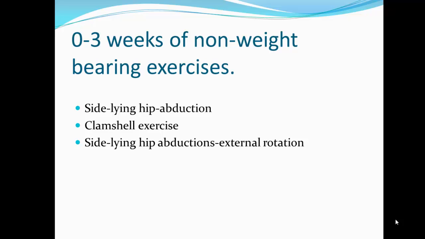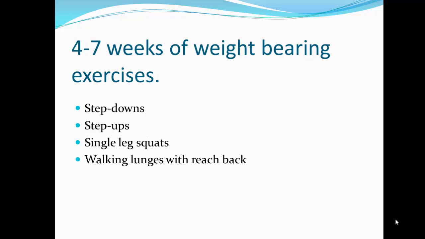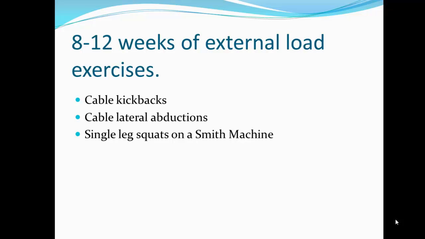In the first 3 weeks, we're going to start with some non-weight-bearing exercises that will consist of side-lying hip abduction, clamshell exercise, and side-lying hip abduction with external rotation. Then we're going to carry on with 4 to 7 weeks of weight-bearing exercises that will consist of step-downs, step-ups, single leg squats, and walking lunges with reach back. In the 8 to 12 weeks, we're going to add some external load exercises. So we're going to use some cables to do some cable kickbacks and some cable lateral abductions and some single leg squats on a Smith machine.